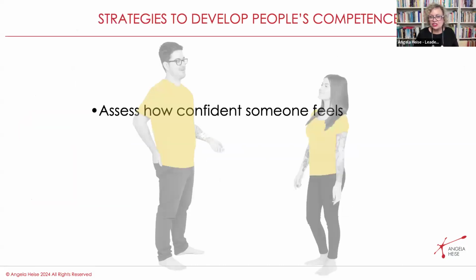So the strategy is very simple. You assess how confident somebody feels very simply by giving somebody a task, and you get, and this is where Alan would come in, a facial expression that says, I'm not really sure. Ask them, how confident do you feel that you can do this job on a scale of 1 to 5? If they come back with a 2, they probably need some more coaching and some more support.